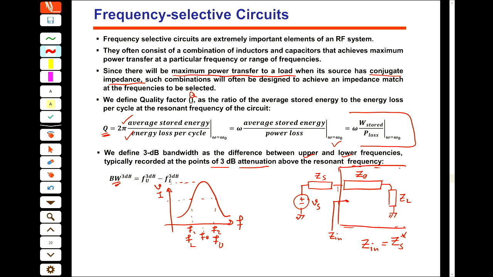I believe these are repetitive materials. Is it clear?